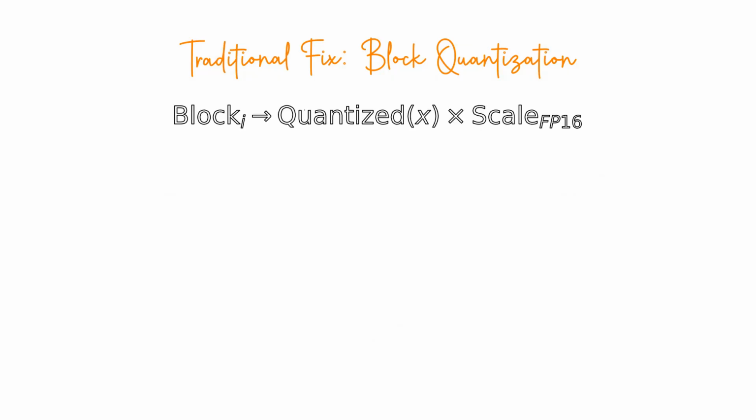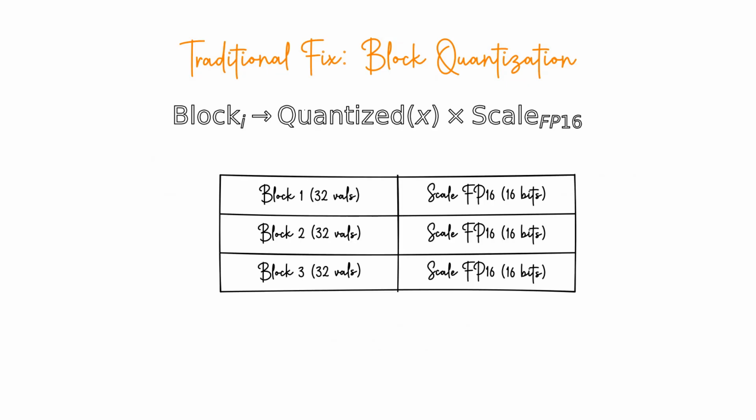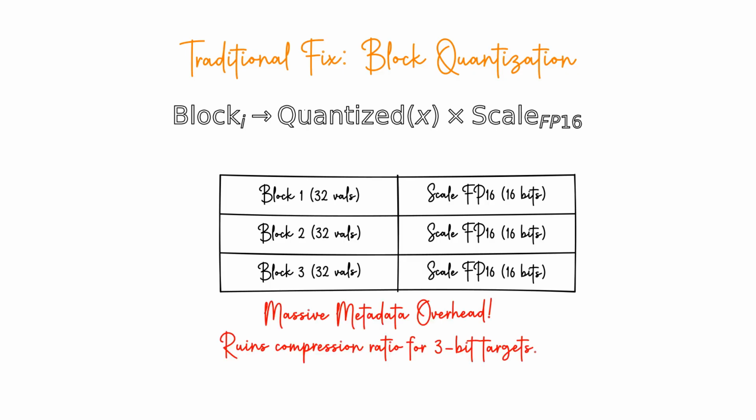Traditionally, researchers bypass this using groupwise or block quantization. They chop the data into tiny blocks of 32 or 64 elements, and assign a unique 16-bit scaling factor to every single block. While this saves the outliers, it introduces a massive memory overhead. If you want a 3-bit cache, adding 16 bits of metadata every 32 values ruins your compression ratio.